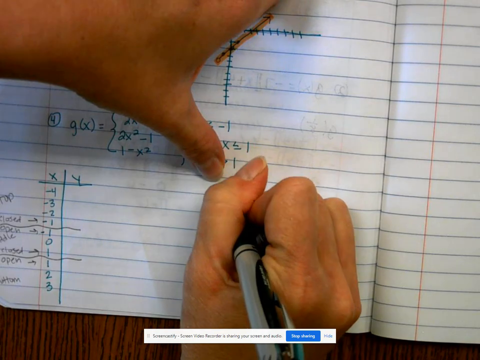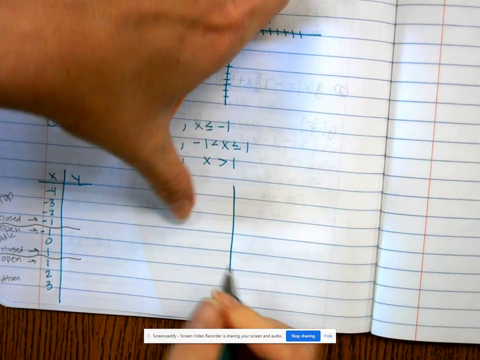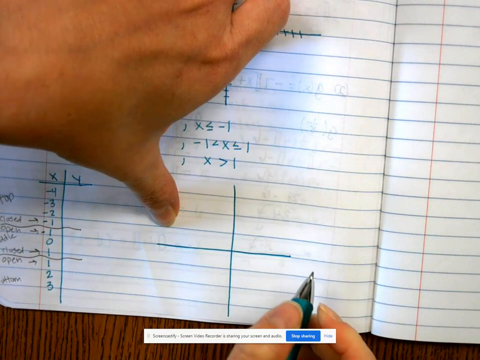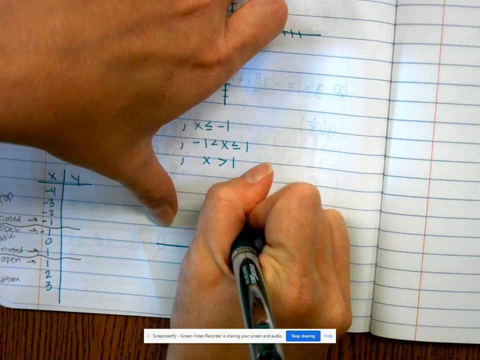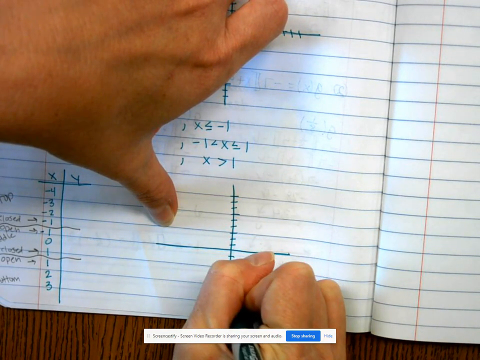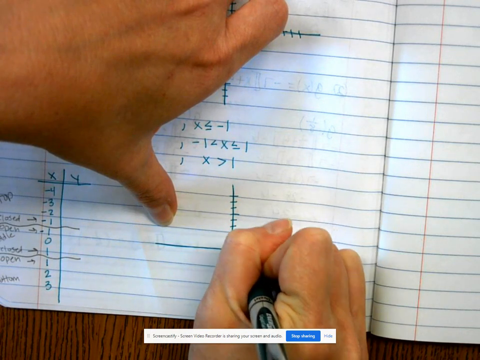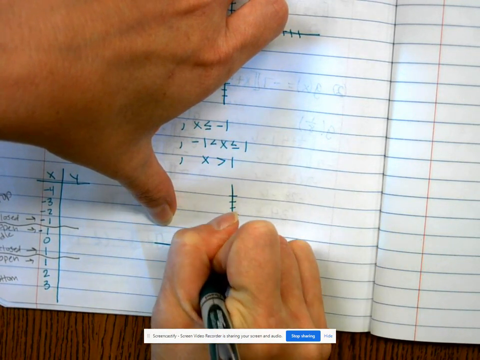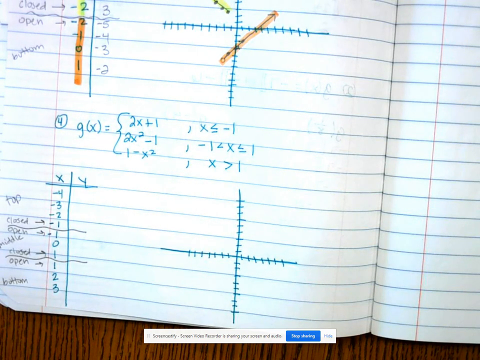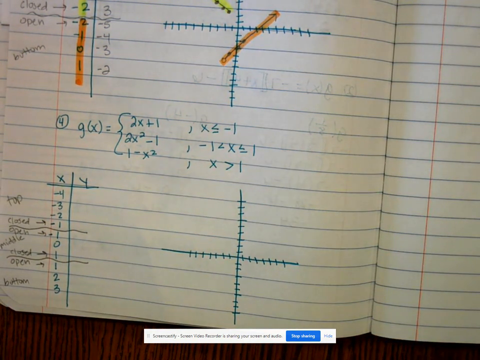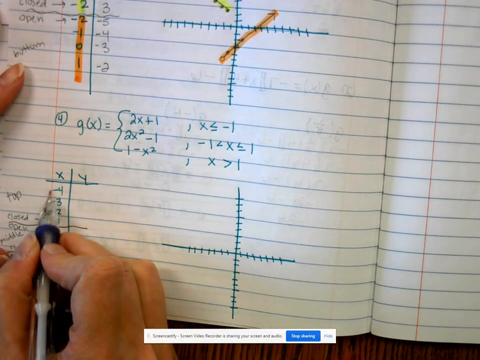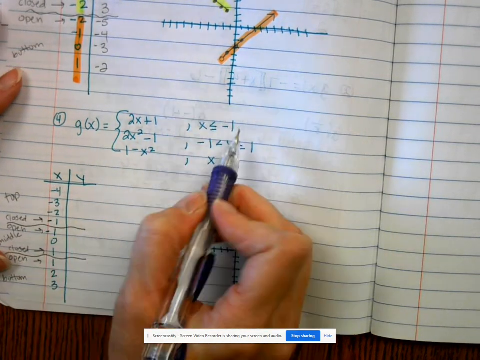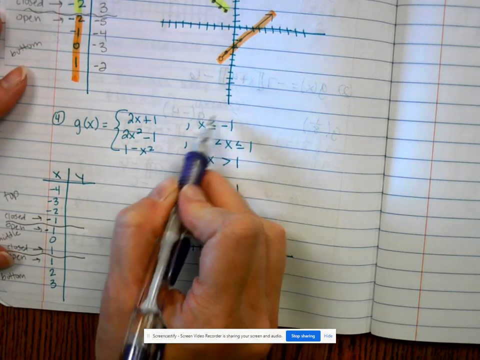All right, so let's see if I draw my graph. Okay, so here we go. Oops, sorry. Grab my highlighters. Okay, so all of these numbers we picked because they were smaller than -1, so they go into the top because it says less than or equal to -1.